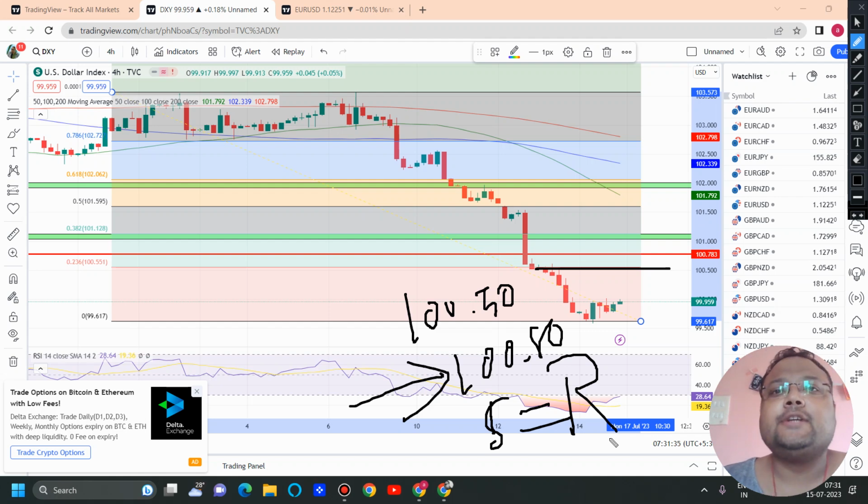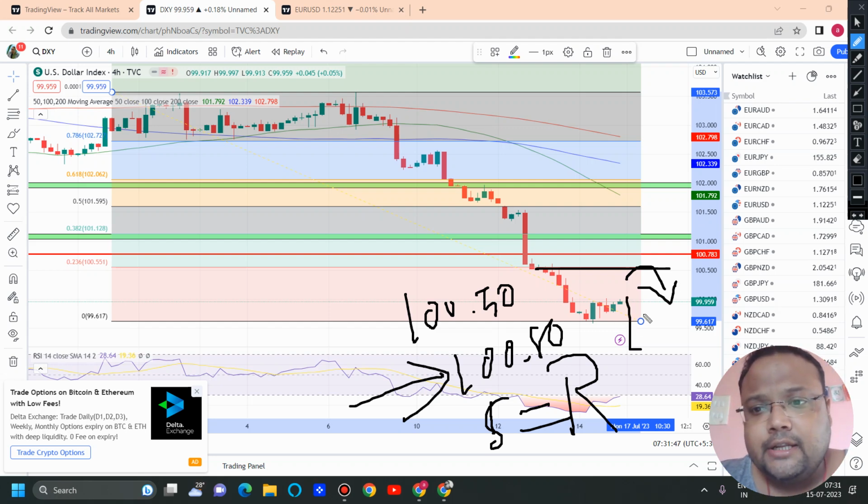So if DXY tries to recover also, things will not be very positive and the market will show some reversal. If the market reverses, you can plan your trades accordingly. And in case the downside continues, then obviously we know how to deal with it.